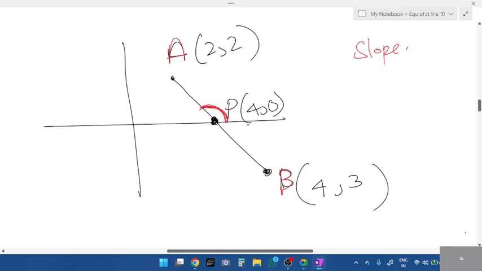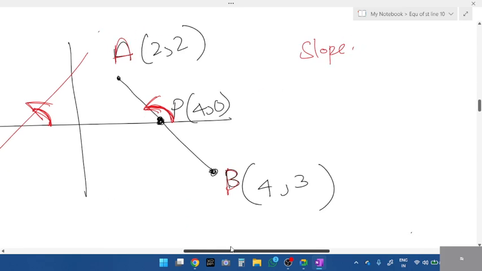Any line which touches the axis, students, it can be like this or like this. So this angle, you have to measure in the anti-clockwise direction like this. This is basically the slope. They're asking us to find the value. So when 2 points are given, same.